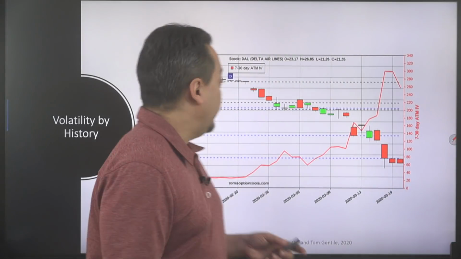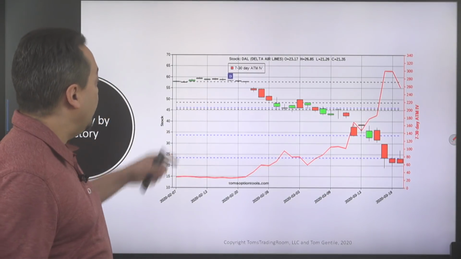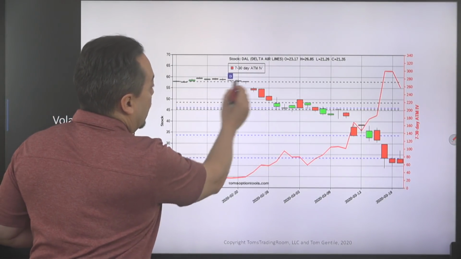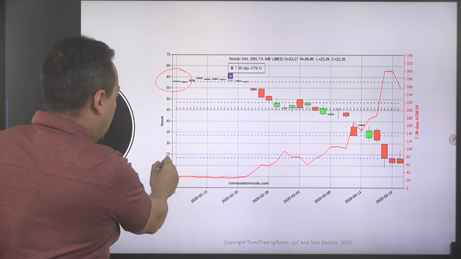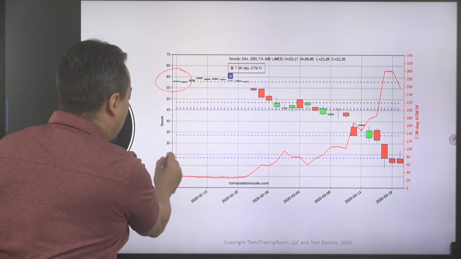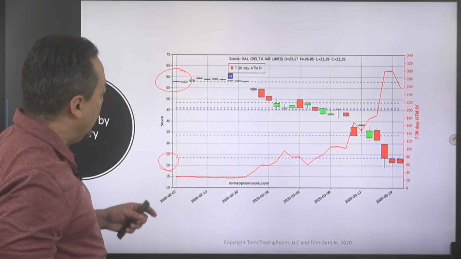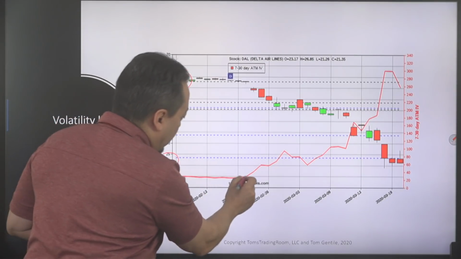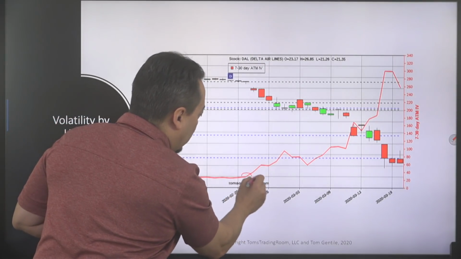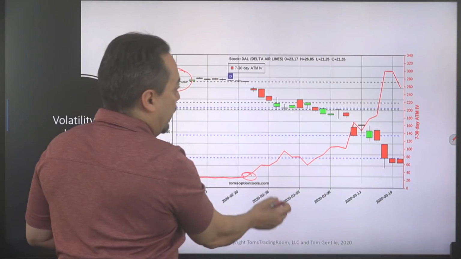Number 1, let's take a look at volatility by history. This is an example of Delta Airlines. And look what's happened. It's gone from 60 down to the low 20s. All right, so it's dropped 2/3 of its price in the last month. But the red line here is the options volatility, which was low back when this all started happening.